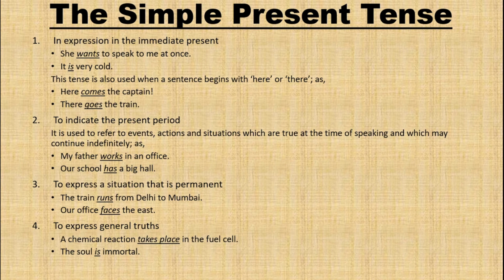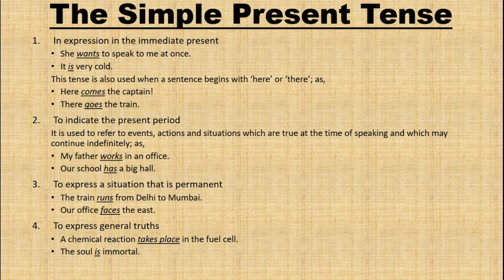The school has a big hall. The school has a big hall right now, and it will obviously continue having that big hall till the school lasts for an indefinite period. That is why "has a big hall." Indefinite means a time span of which you are not sure. That is why we use the simple present tense for an indefinite period of time.